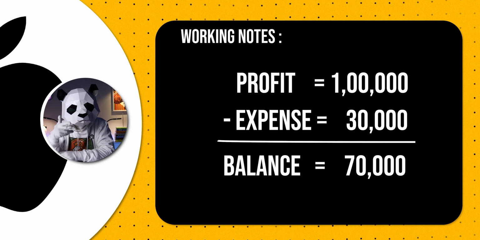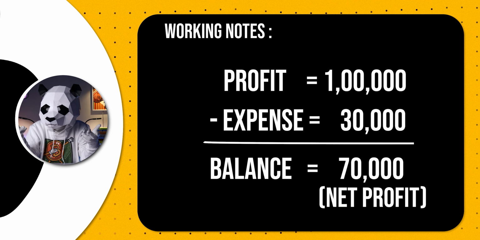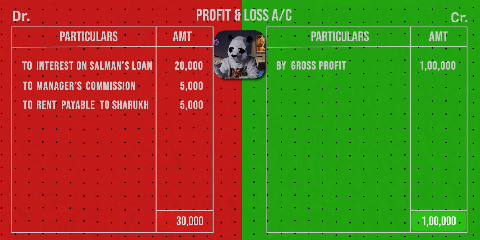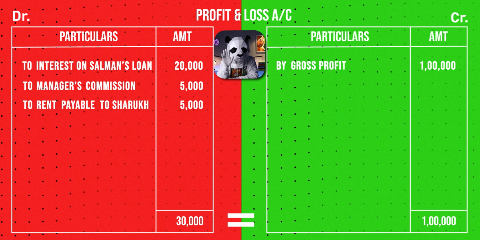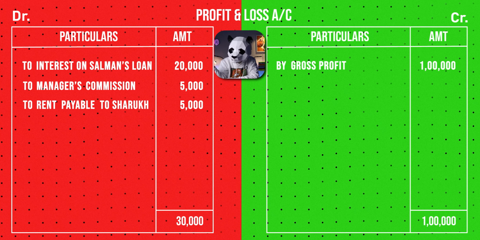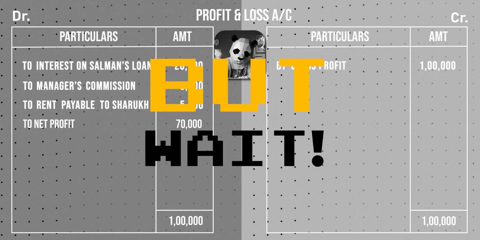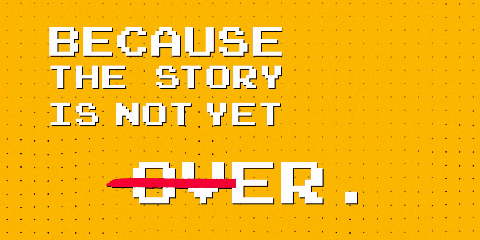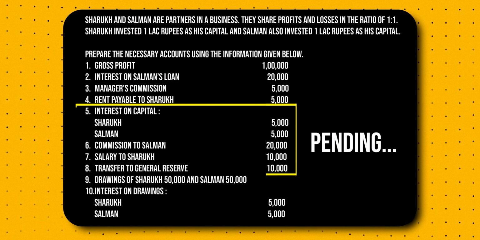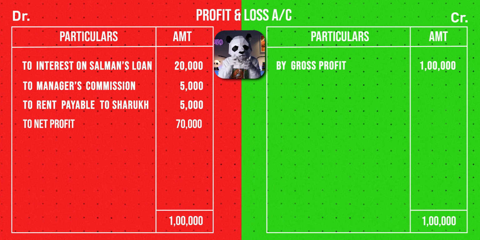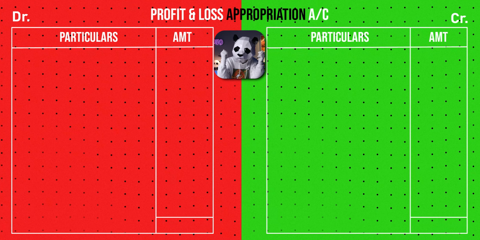And in accountancy, we call this final profit as net profit. The only way to make the left side and right side equal is to write this balance on the left side as to net profit 70,000. But wait, net profit is actually a good thing, then why are we writing it on the left side? Because the story is not yet over. You still have to pay appropriation expenses from this net profit. And that's where profit and loss appropriation account enters.